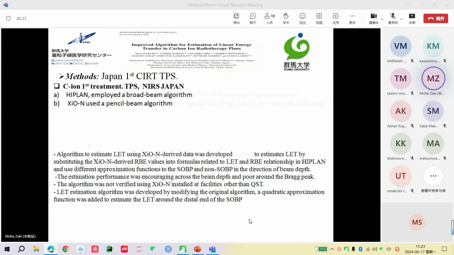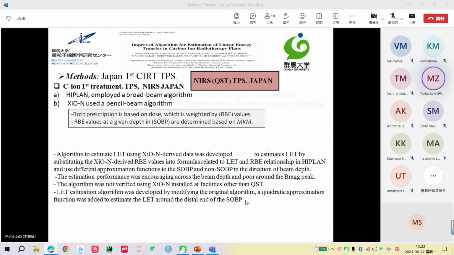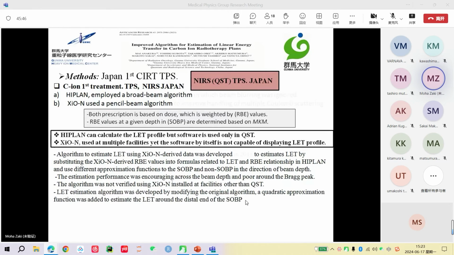There are two treatment planning systems used by NIRS QST, HiPlan and XiO. Both use the MKM model to determine RBE values, yet there are some complications for determining LET profiles. HiPlan software is used only in QST, while XiO has been used in many facilities, but the software is not capable of displaying the LET profile by itself.